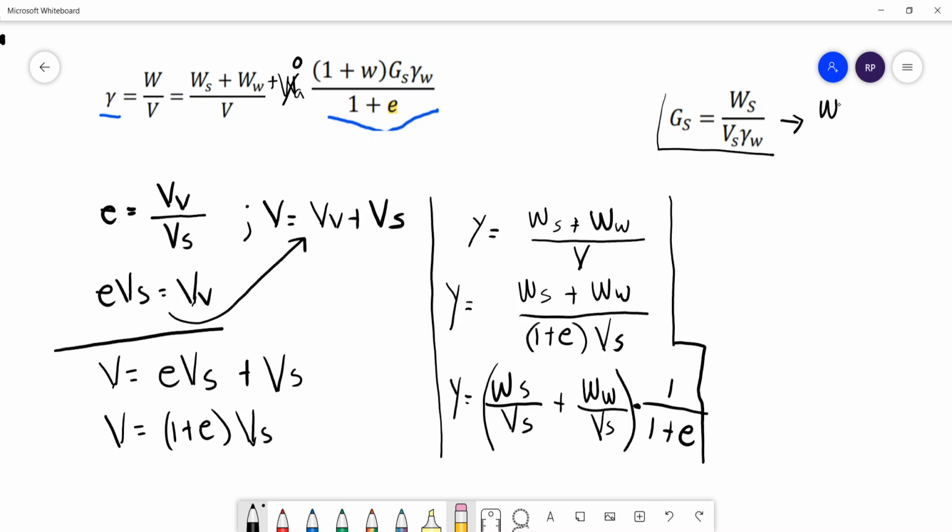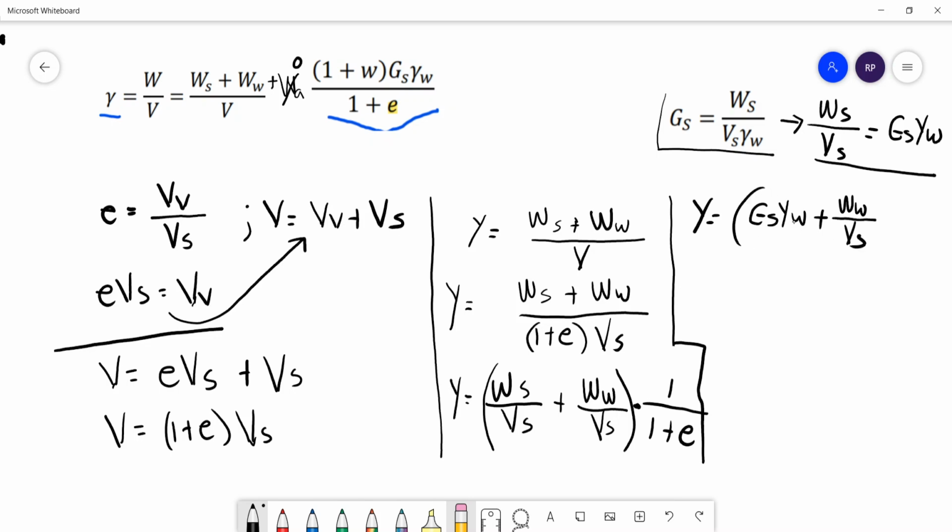So that is WS all over VS. That is equal to GS YW. Okay, so gagamitin natin to dito. Then we substitute unit weight, that is equal to WS all over VS, that is GS YW. So GS YW plus WW, balikan natin ito mamaya, all over VS. And then don't forget the 1 all over 1 plus E.